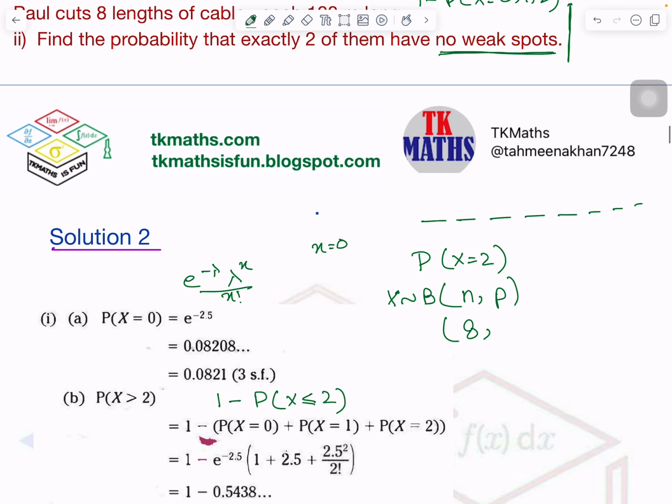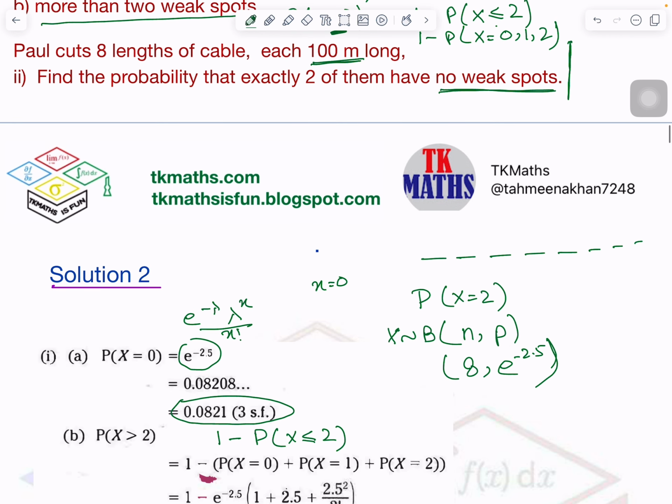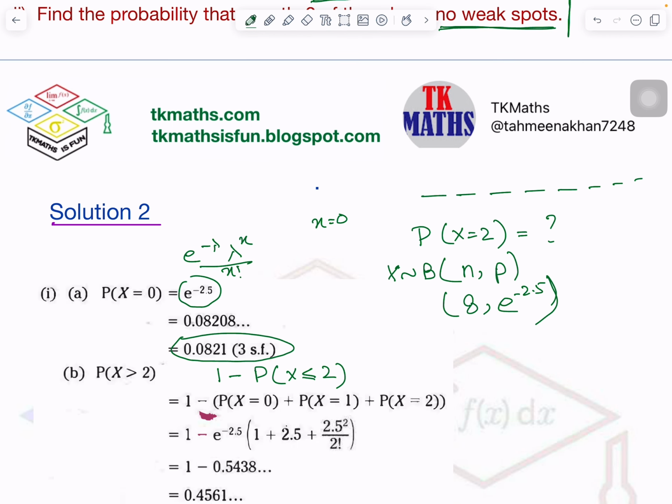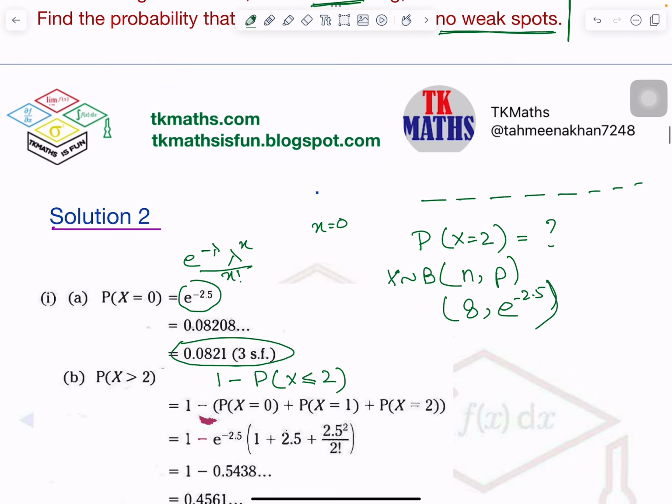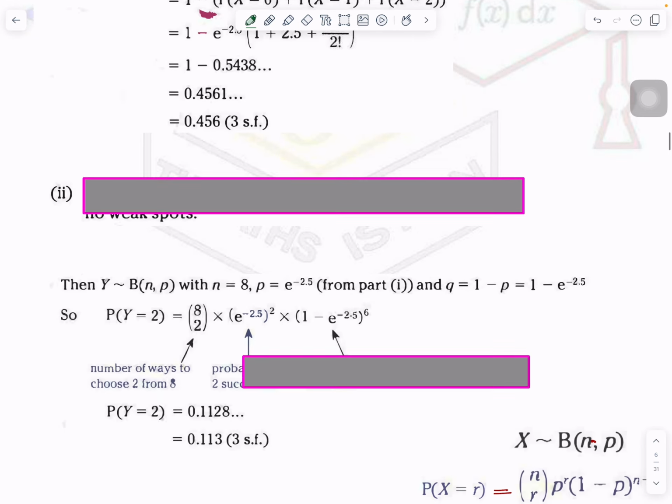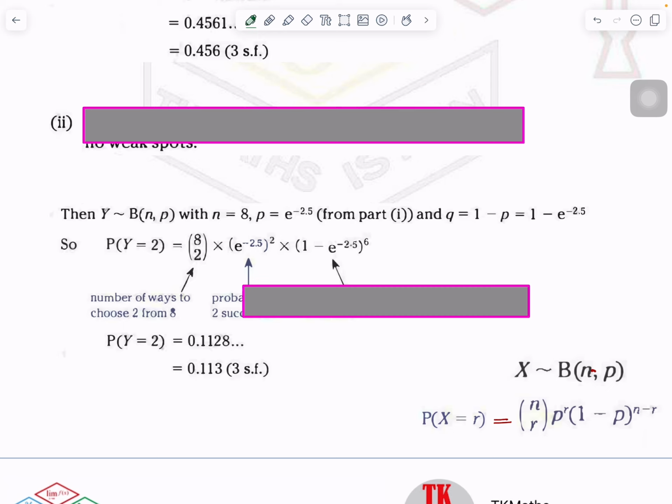So if we see here, no weak spot was given here, so I can use this, e to the power minus 2.5. You agree with me? And then I have to find exactly 2. So this calculation I have to do. Now if you remember, the formula for the binomial was nCr p^r q^(n minus r), and p is this probability. So you will plug it in here, right? I will show you the calculation in the last part, but this is how it is done.